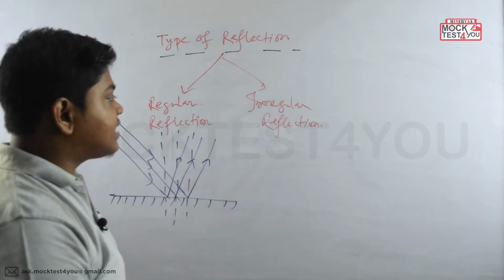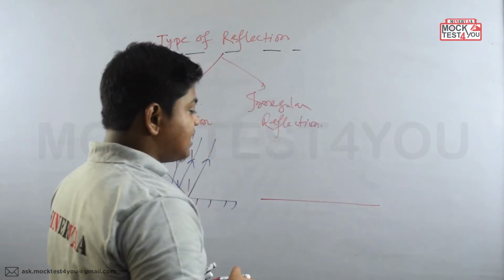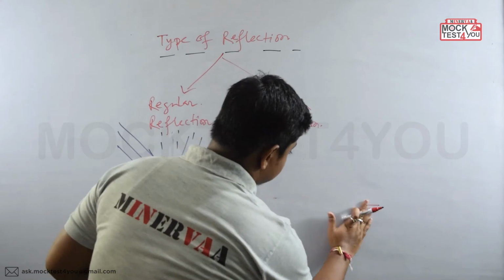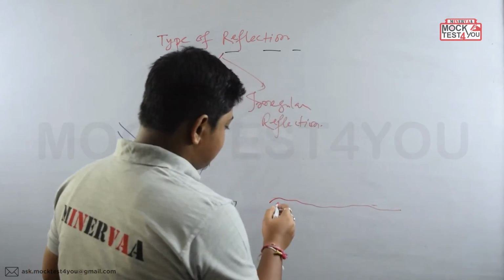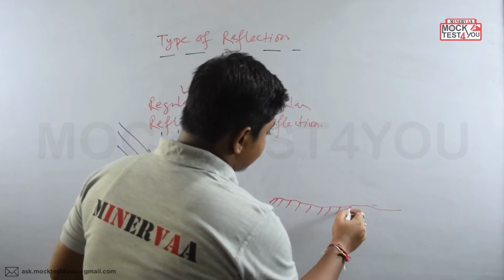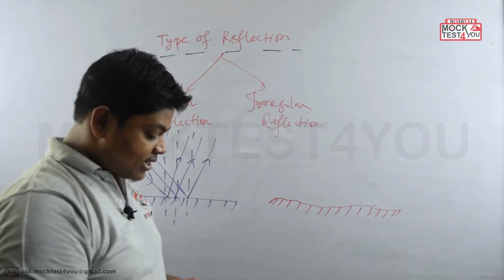But what happens in the case of irregular reflection? That is, if a plane is given that is not smooth, suppose it's a curved plane or a rough plane, and one side of that is silver coated. Now in that case, what happens?